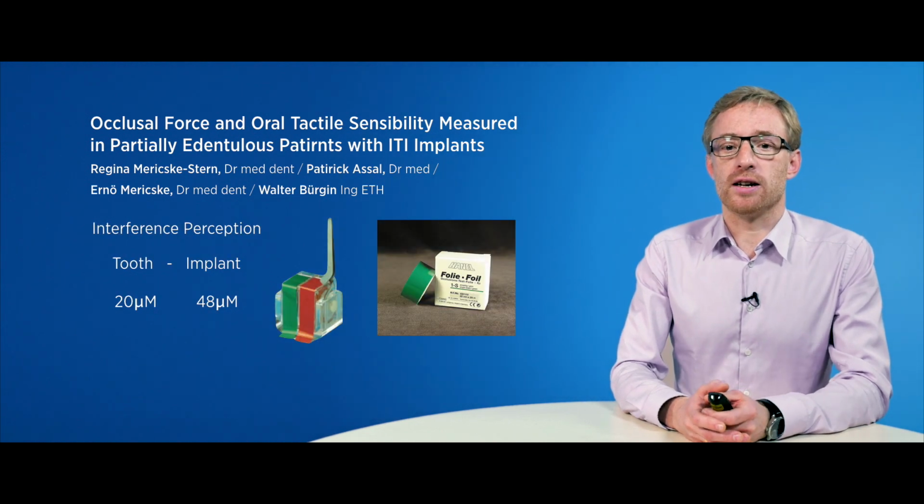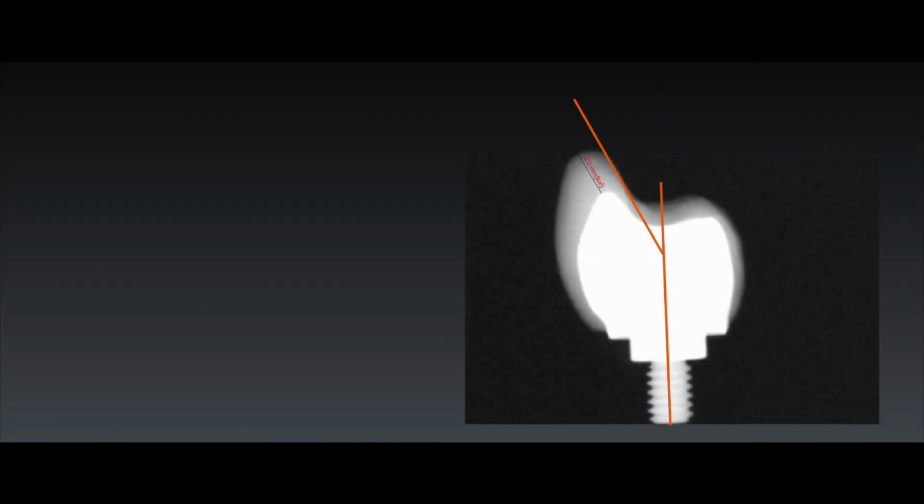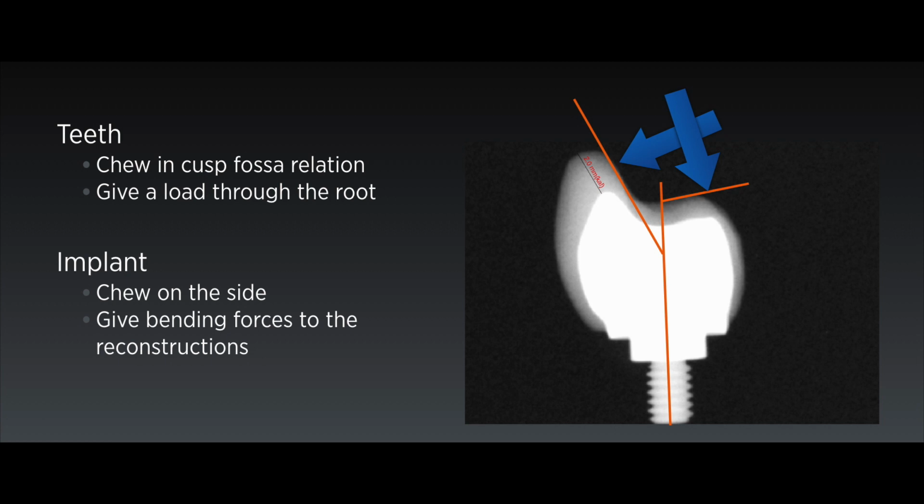The clinical implication for this is that with teeth, the jaws will automatically try to chew in a cusp-fossa relation, giving a load through the root. While with implants, the patient can chew a little on the side without knowing it, giving bending forces to the reconstructions. So in patients with implants, the reconstruction should have more flat cusps and a more narrow occlusal table in order to avoid the bending forces.